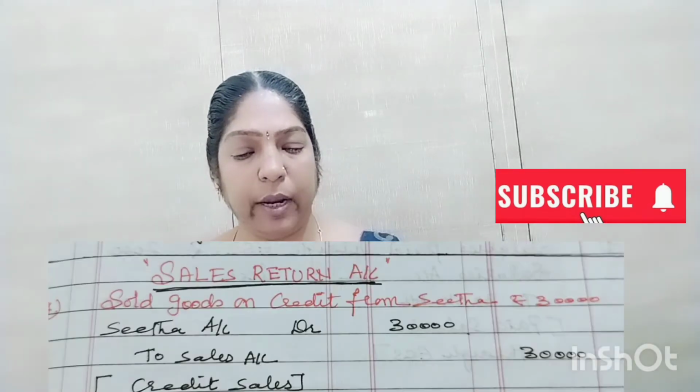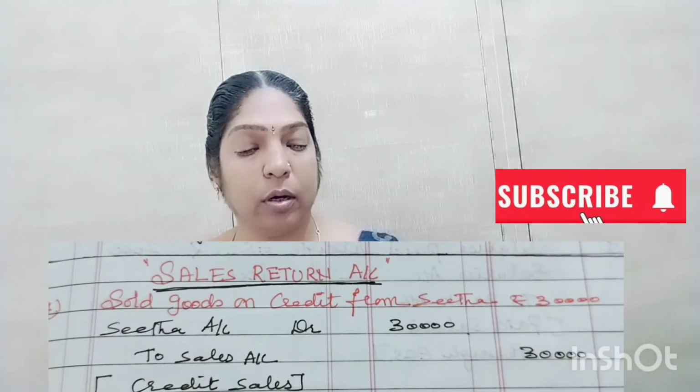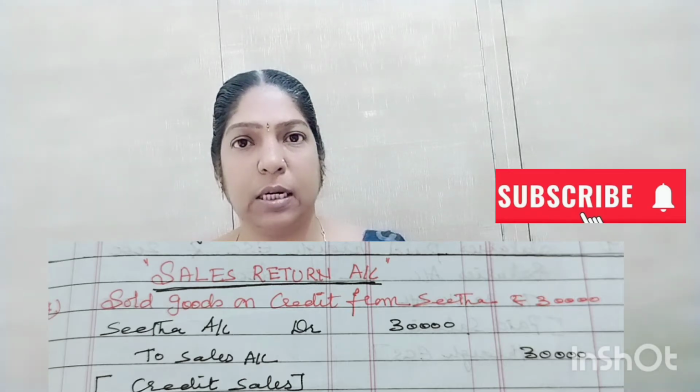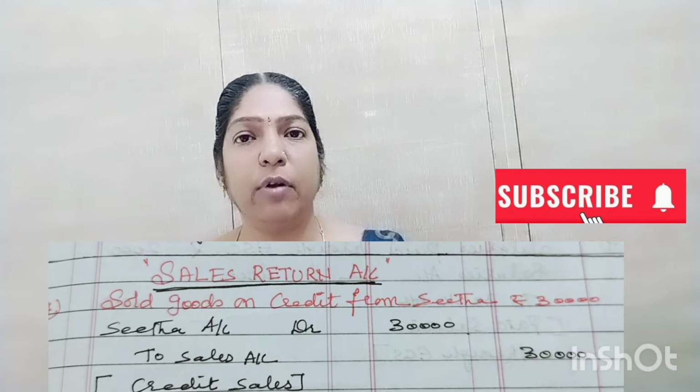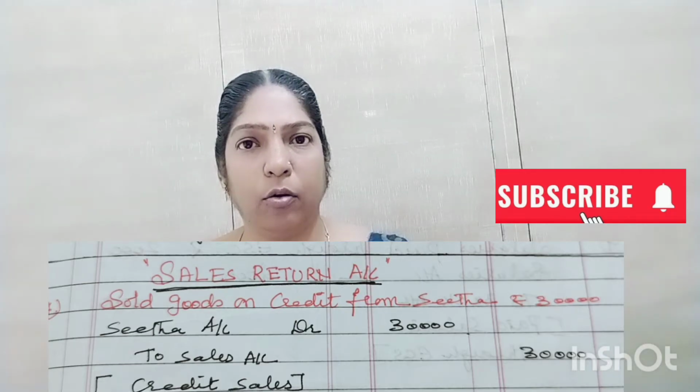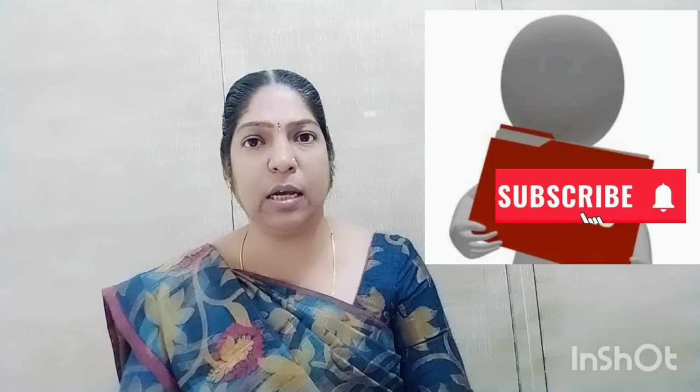Say for example, sold goods on credit to Sita, 30,000 rupees. What is the journal entry? The journal entry will be simple: Sita account debit to sales account 30,000 rupees. When you made sales to Sita, Sita hasn't paid any money immediately, but she promised she will pay you later. So Sita is your debtor.